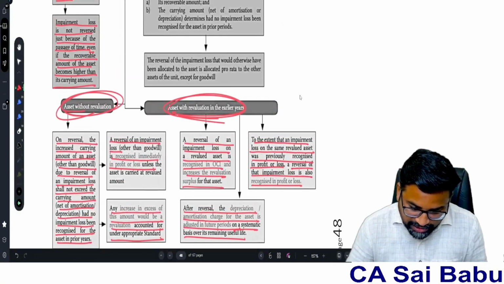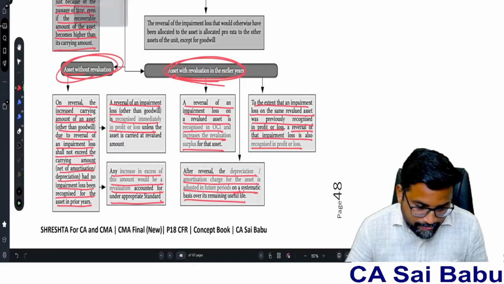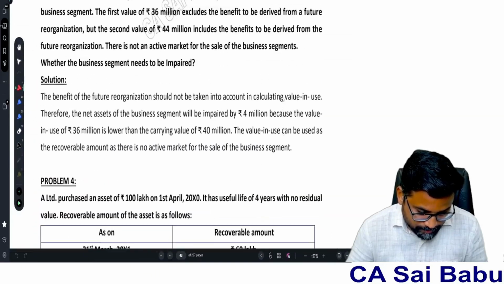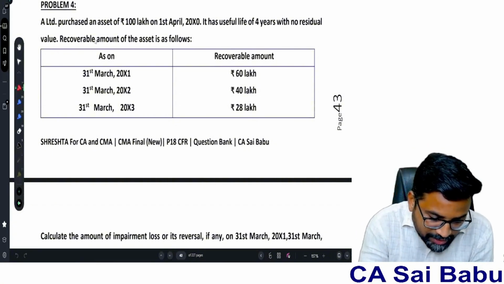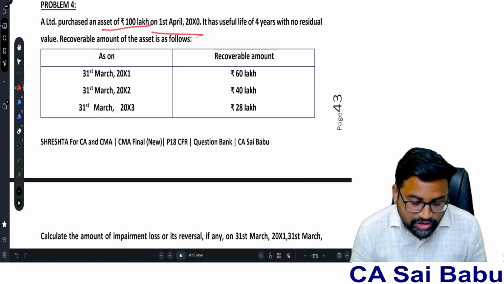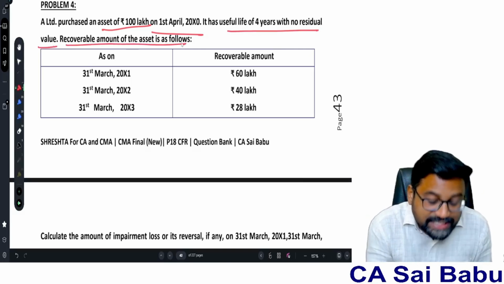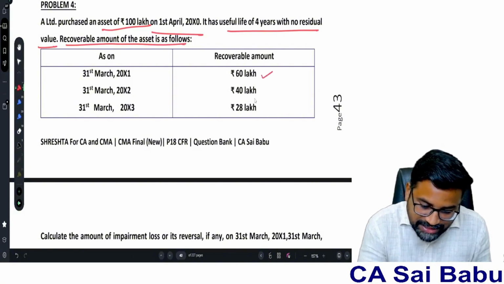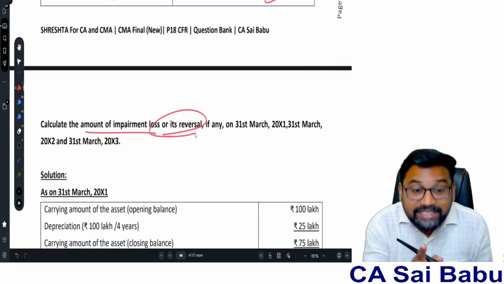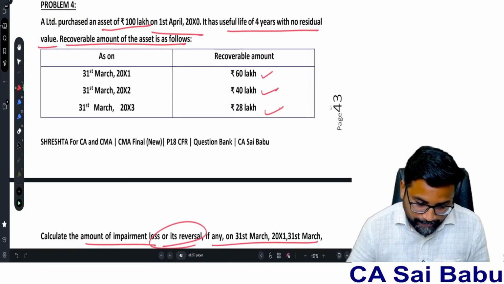Okay. Let me take one practical example and solve so that you will understand it better. Take problem number 4, sir. A Limited purchased an asset of 100 lakhs on 1st April 2010. It has a useful life of 4 years with no residual value. Recoverable amount of this asset is as follows: 31st March 2011, 60; 31st March 2012, 40; 31st March 2013, 28. Calculate the amount of impairment loss and its reversal, if any, on 31st March 2011, 31st March 2012, 31st March 2013.